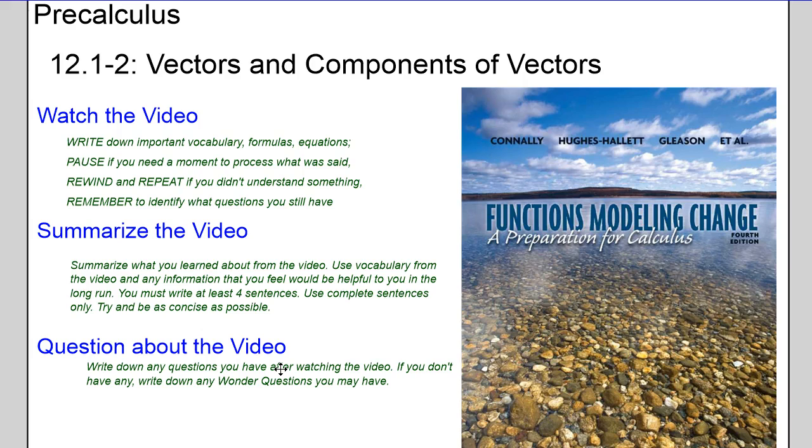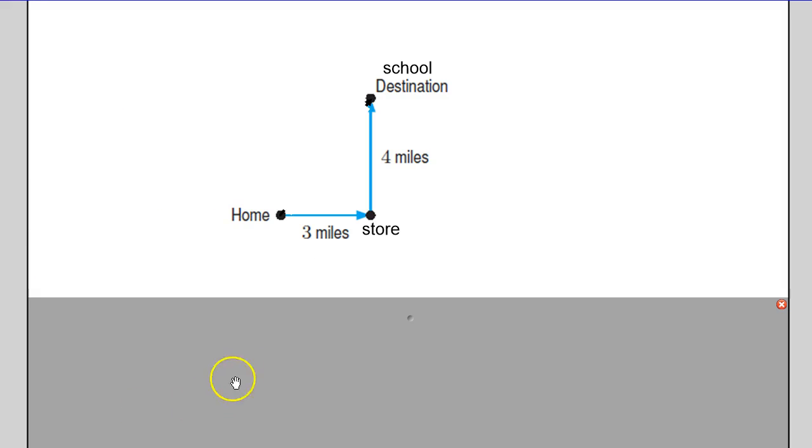All right, let's begin. This video will be a little bit longer because we're covering two sections. So let's say I'm at home and I want to go to school, but before I go to school, I want to stop at the store. So I go 3 miles due east because the store is 3 miles due east from my home, and then walk 4 miles north to school. If I wanted to know how far I walked, it's easy.